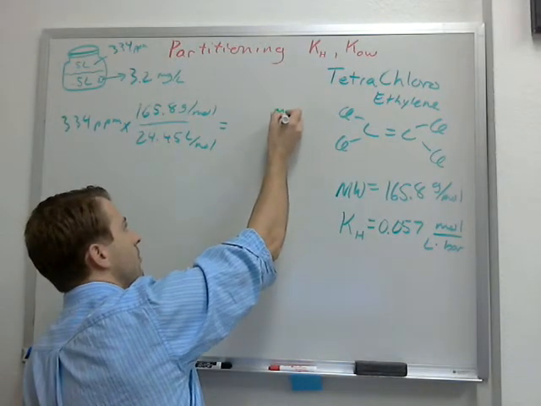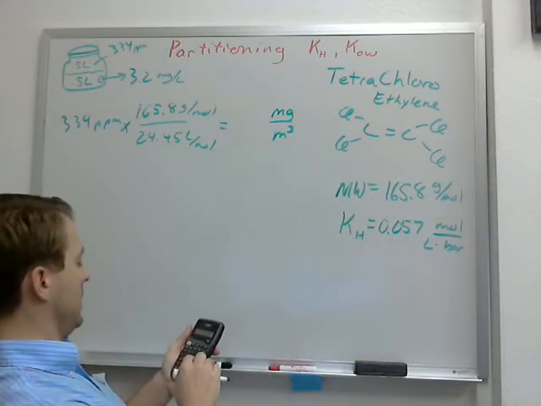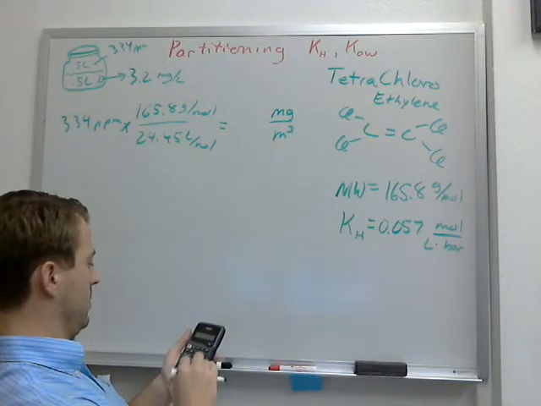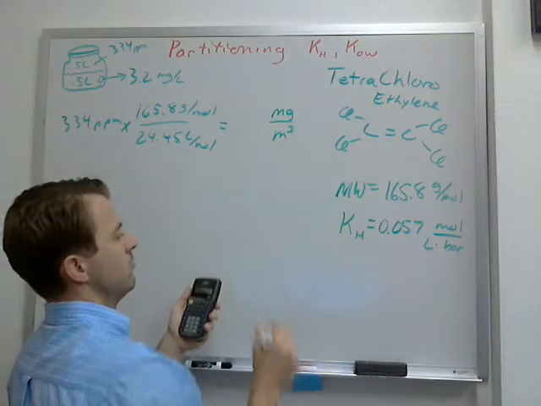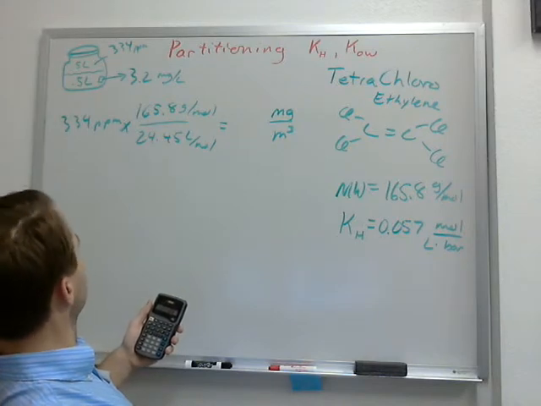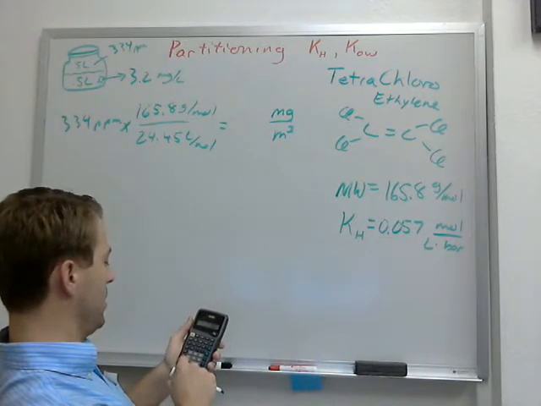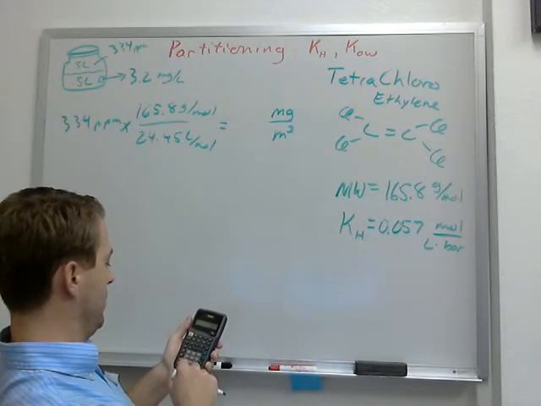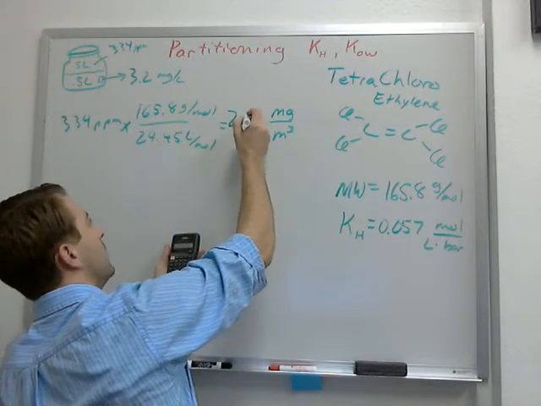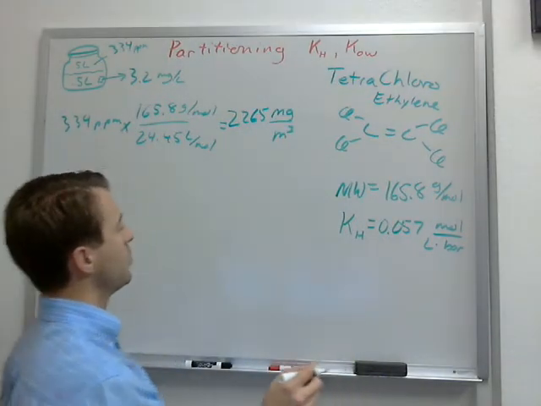So milligrams per cubic meter, and let's just calculate that, times 165.8 divided by 24.45. That just didn't look right. Yeah, okay, well, I guess it was. 2,265 milligrams per cubic meter.